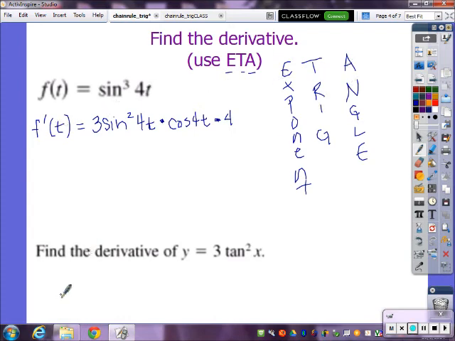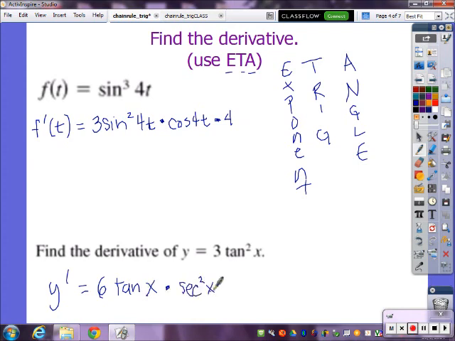So another example down here, we have: find the derivative of y equals 3 times tangent squared x. My exponent is that 2. And remember, when you use the power rule, this is a constant 3, so I just do 2 times 3, which is 6. Subtract 1 from the exponent, which would just be 1. Okay? And then the trig part, so I need the derivative of tangent, which is secant squared.